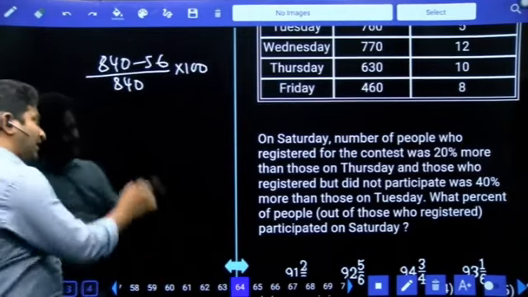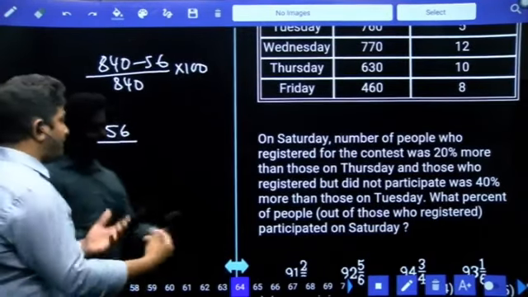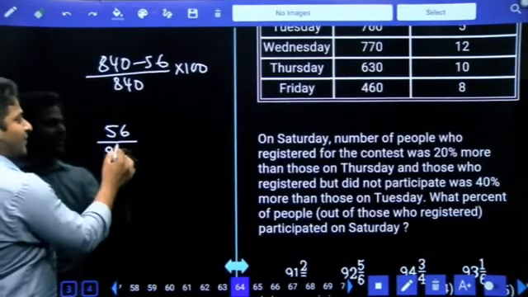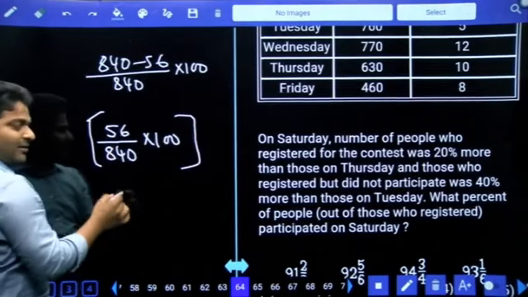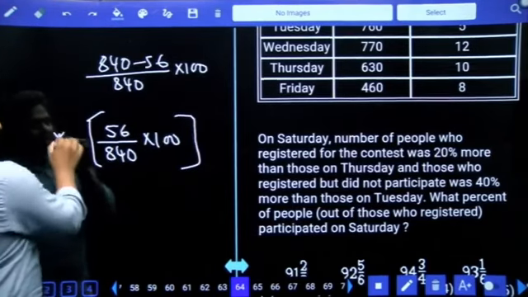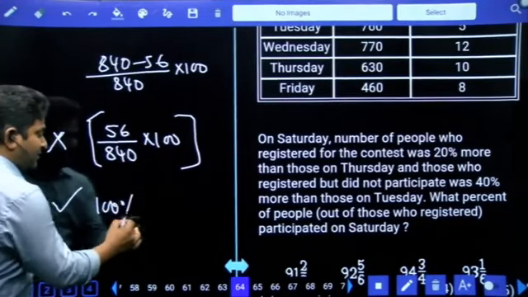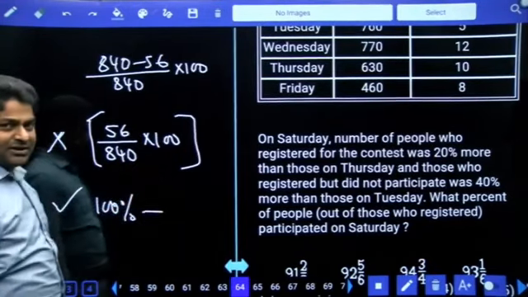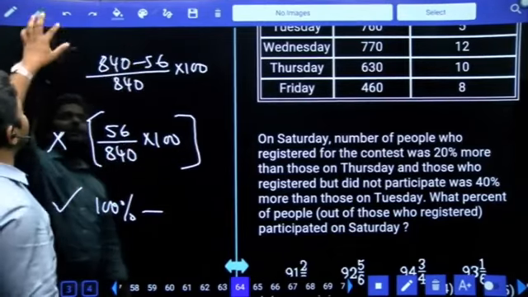Otherwise, let's directly calculate the percentage of the people who have not participated, which is 56 out of 840 into 100. You'll get some number here. These are people who have not participated. To get participants from 100%, if you subtract this value, you'll get your answer. Instead of using this simplification, better to use this because this is simple.